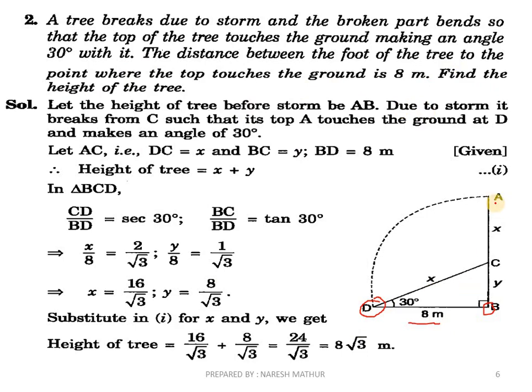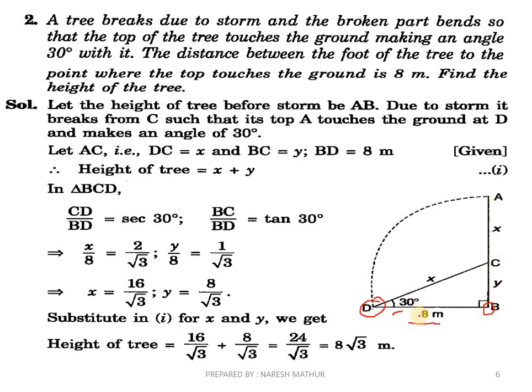Now see here, before the storm, let's say AB is the tree. Due to the storm, it breaks from C, and now it is bent and touching the ground at D. Now point A is touching the ground at point D. We need to find the total height of the tree when the angle is given as 30 degrees. So we have to find the value of x and y, or we can say we have to find the sum of x and y.